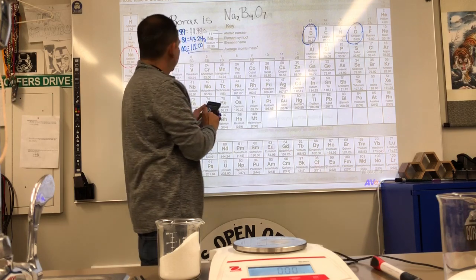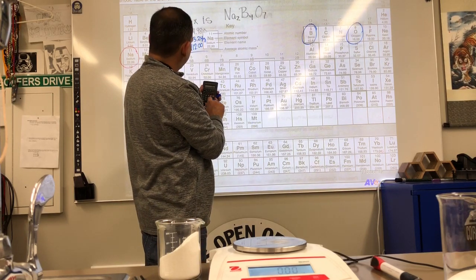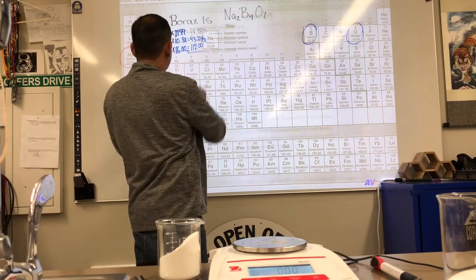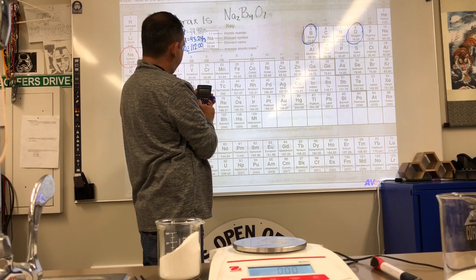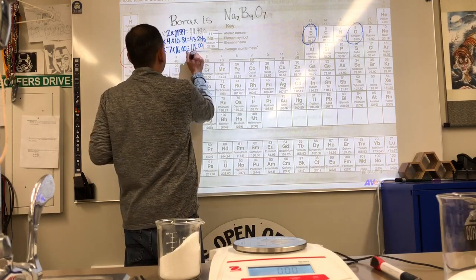180.22. Is that right? Nope, that's not right. Let me redo this. 44.98 plus 43.24 plus 112. Yeah, 200.22. That's much better.